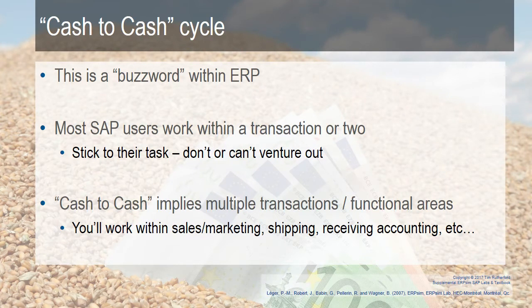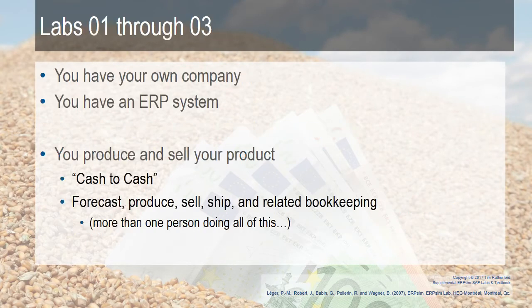By doing this full cash-to-cash business cycle, it's implying multiple transactions, multiple functional areas. You're working within multiple departments. You're really hitting a lot within SAP. So when employers see that you've been through the cash-to-cash business cycle, they know that you've understood and been through a lot more within an ERP system than most of the people that they are interviewing.